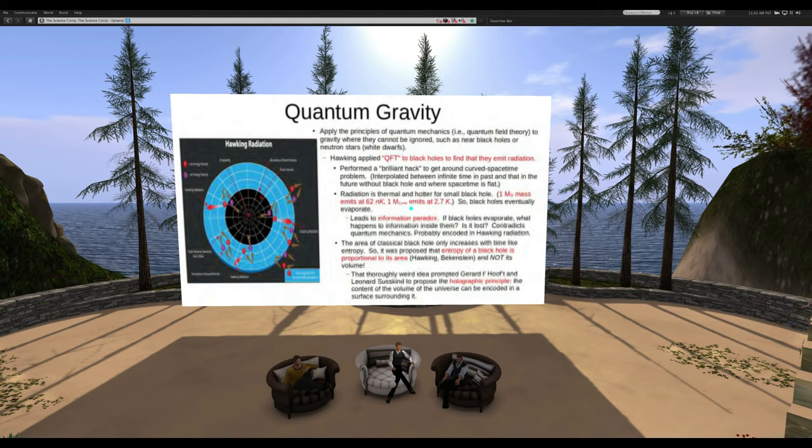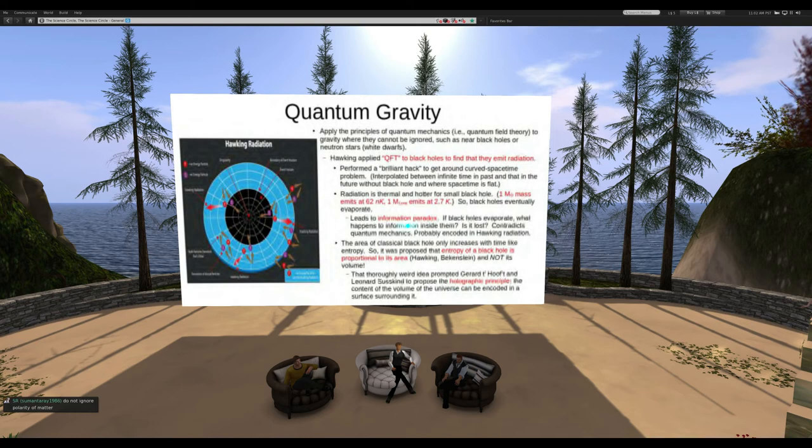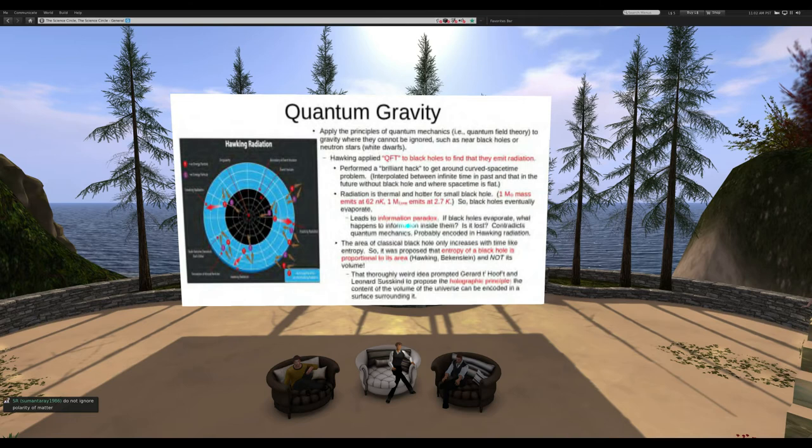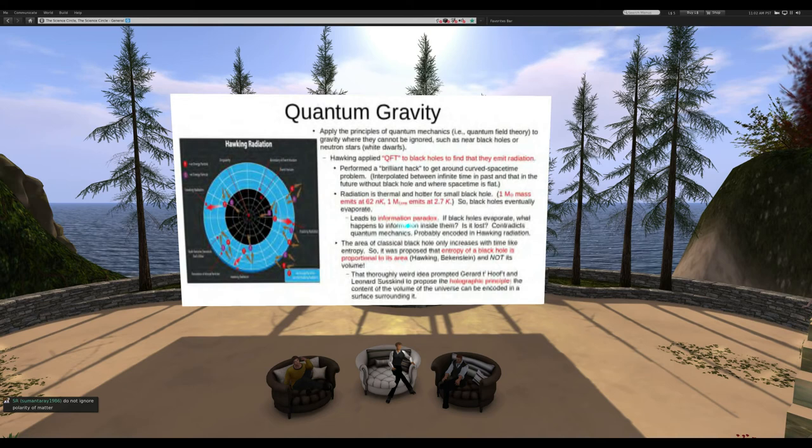And he found that they emit radiation, which means that they actually evaporate over time. You have virtual particles forming just outside the event horizon. Some virtual particles fall in, some go out. This is a very weak radiation. But if they eventually evaporate, then you have something called the information paradox.